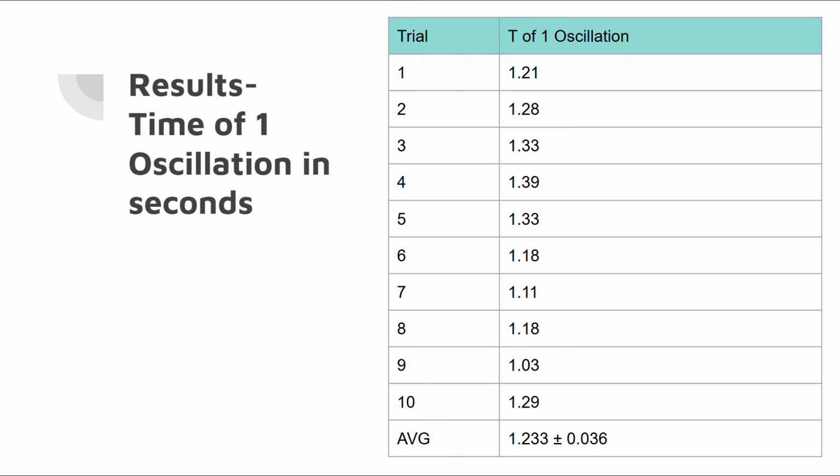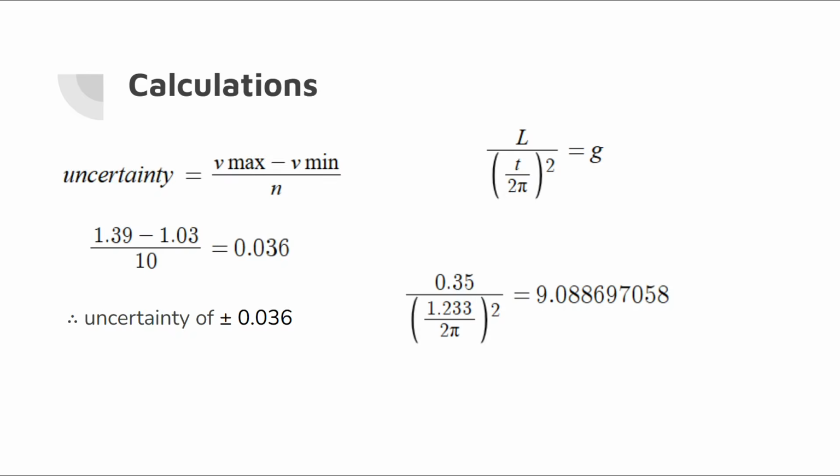We then averaged the results and calculated the uncertainty as shown here, using the formula Vmax minus Vmin over n, or your maximum value minus your minimum value divided by the number of trials you completed. This gives us an uncertainty of plus minus 0.036 as shown below. At last, we can get into the calculations for the acceleration of gravity given by our aforementioned formula.